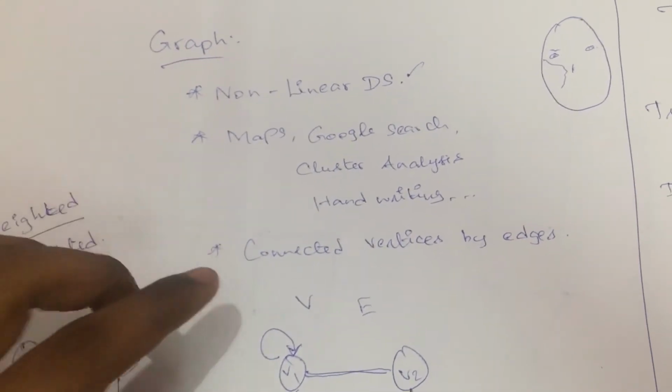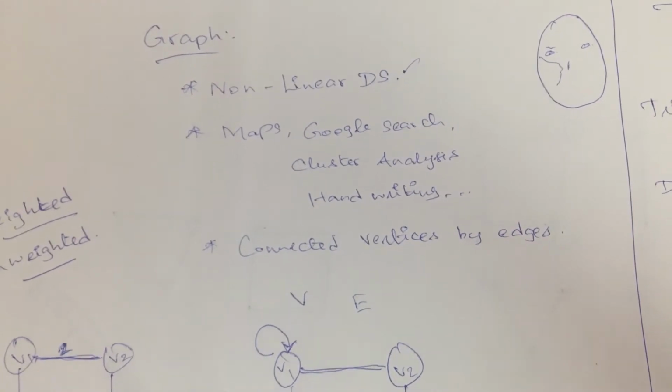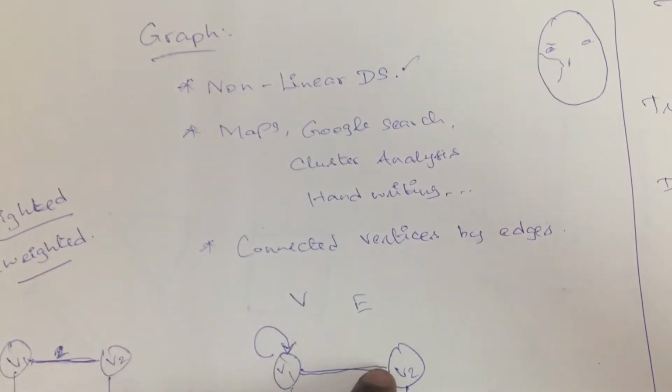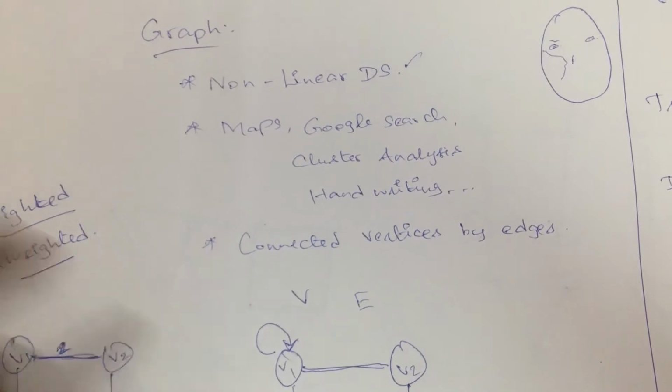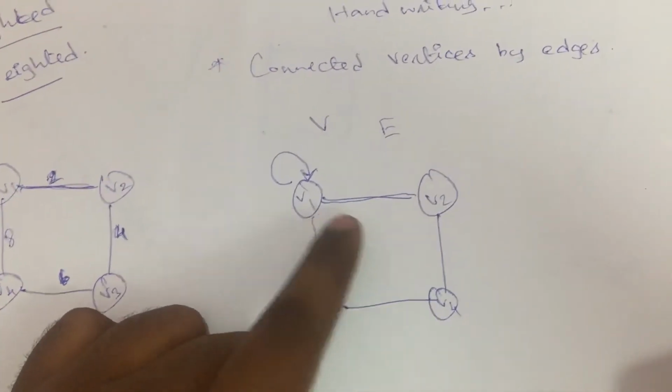So next, a graph is nothing but connected vertices by using an edge, right? So each and every vertex V will be connected with other vertices by using an edge E, right? So here this is a pure example of a graph, and now let's see some types of graphs.